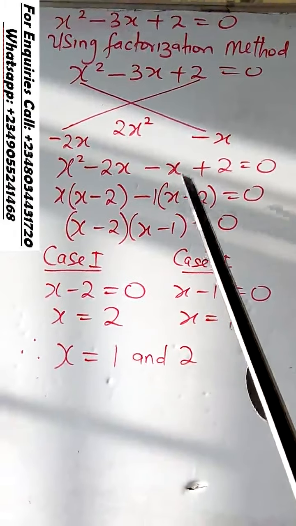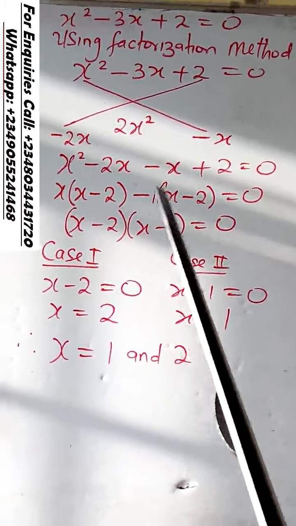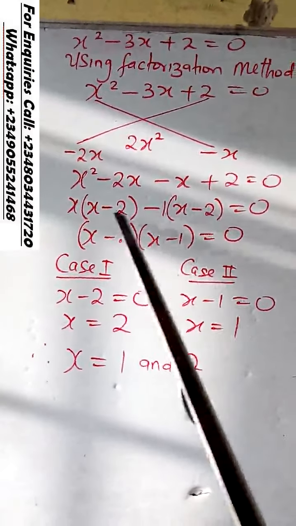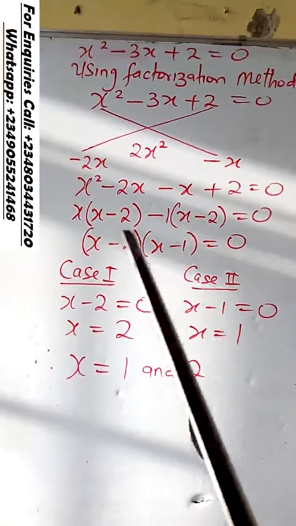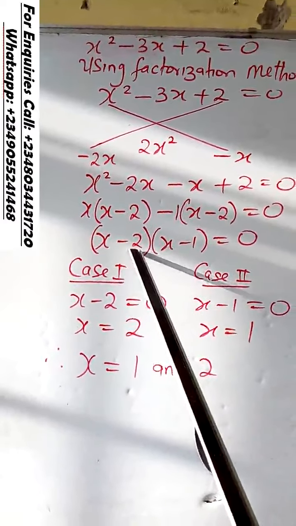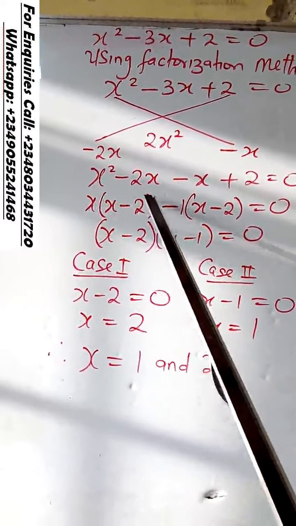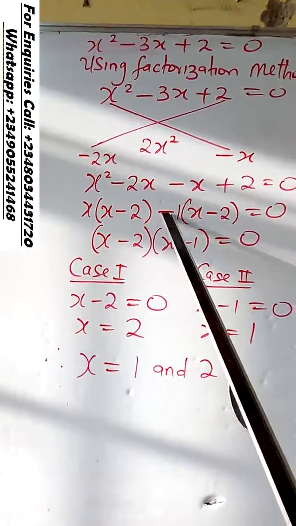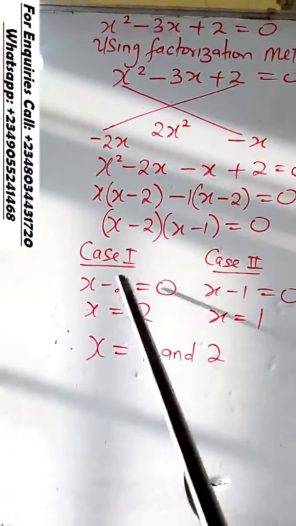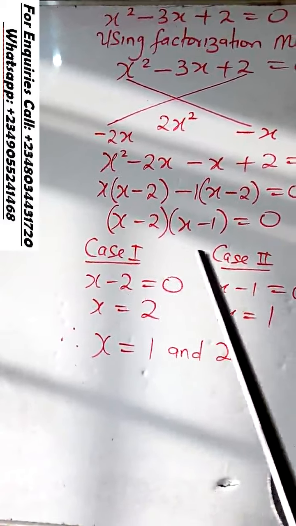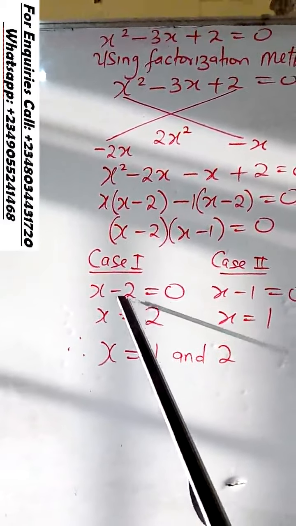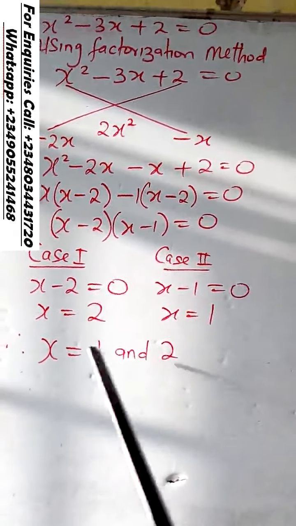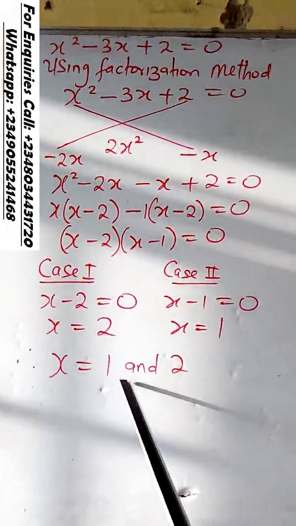Pick the value that is the coefficient of the bracket. You can see that the values inside the brackets are the same. They are the same. So pick 1, x minus 2. Pick the coefficient of the first bracket, that is x. The coefficient of the second bracket, that is minus 1. You pick it. So you solve them using case 1, case 2. x minus 2 equals 0. x minus 1 equals 0. If you solve, our answers will be 1 and 2.